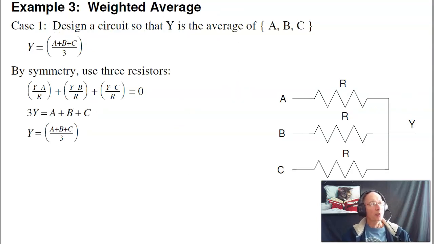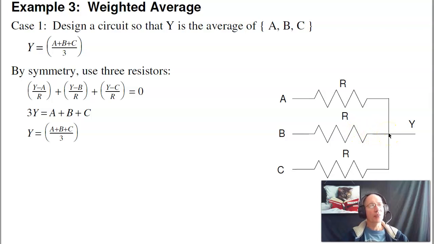Third example, let's do a weighted average. Suppose I want to have the output Y being the weighted average of voltages A, B, and C. A couple ways to do that. First, let's start out with the simplest case. Suppose Y is just equal to the average of A, B, and C. In that case, by symmetry, I could just build this circuit, and by symmetry, Y will just be the average of A, B, and C.